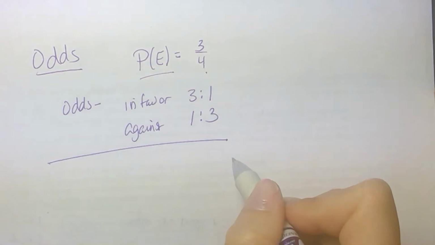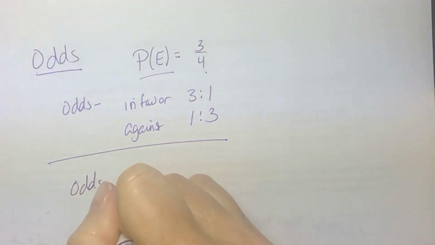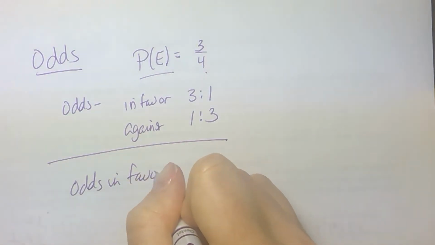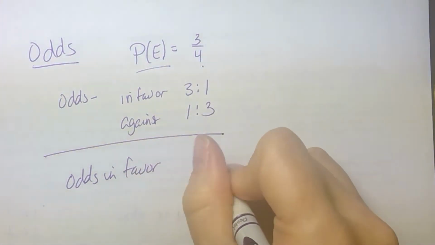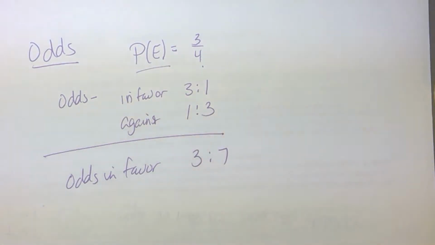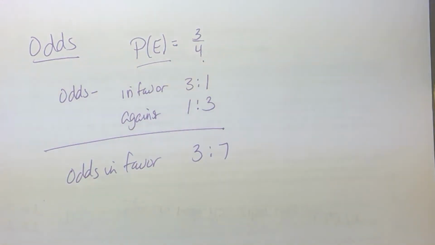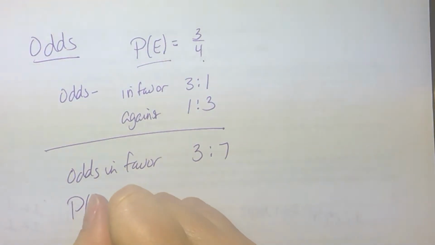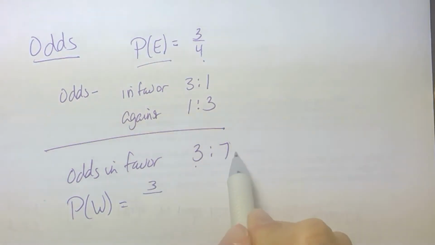Another example, if I told you that the odds in favor of a particular guinea pig winning the race were 3 to 7, what's the probability it will win? The probability that our guinea pig is going to win is 3 out of a total of 10 different ways the race could go.